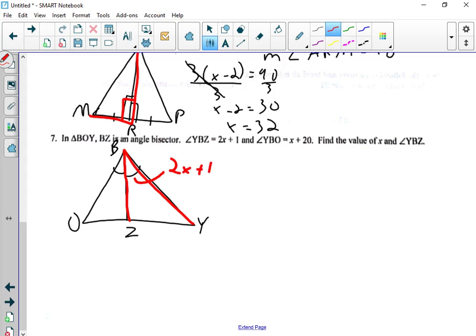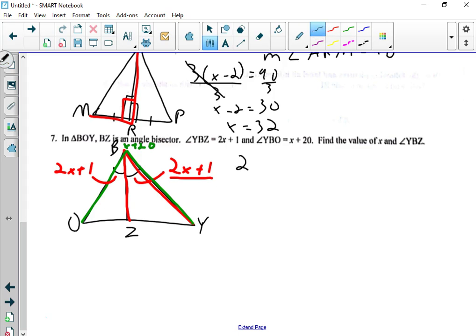It says YBO. Y to the B to the O. That's the entire angle, both sides, is x plus 20. Well, remember, if this is 2x plus 1, this is also 2x plus 1. So 2x plus 1 does not equal x plus 20.